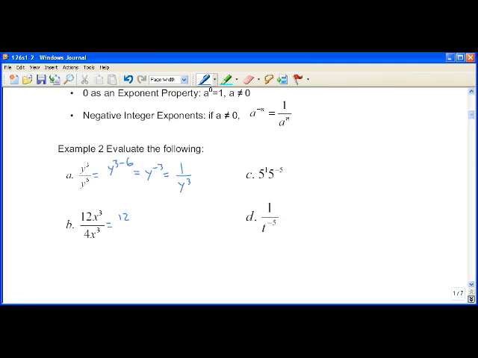For b, we have 12x cubed over 4x cubed. The x cubes will just divide out. 12 divided by 4 is 3. And we end up with just a 3.